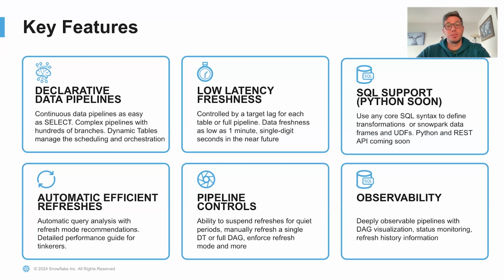Dynamic tables provide automatic query analysis with refresh mode recommendations and a detailed performance guide for tinkerers. Dynamic tables also provide pipeline level controls. So you can suspend your pipelines, trigger on-demand refreshes for a single DT or for your full DAG, and you can manipulate additional properties. They also excel at observability. So you can visualize your DAG and you can check the status of your pipeline. You can monitor the refresh history and more.